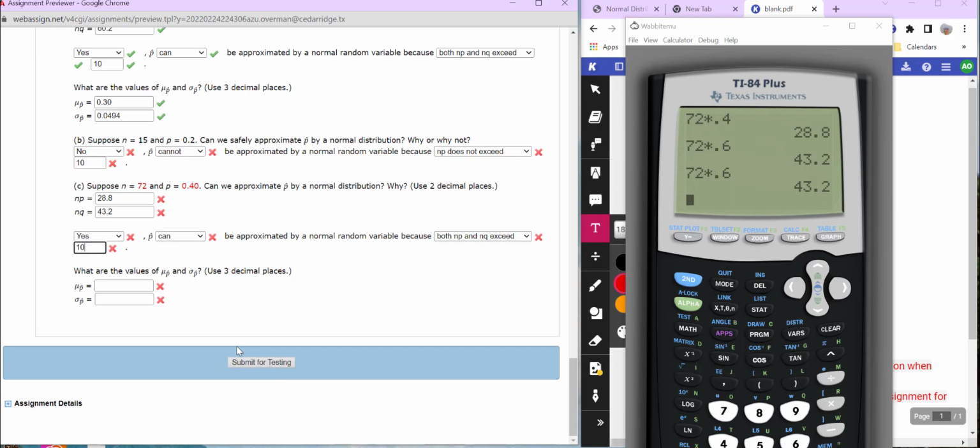All right, and we're almost done. Then I'll actually calculate. Oh, this is super easy. P hat is 0.2, and then I'm going to do that calculator thing again. Second, square root, 0.2 times 0.8, divided by our sample size, in this case 72. 0.0471. Submit.